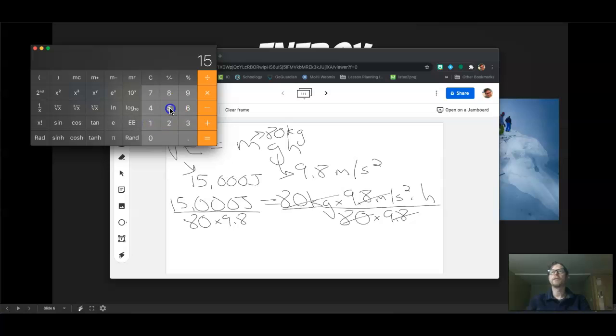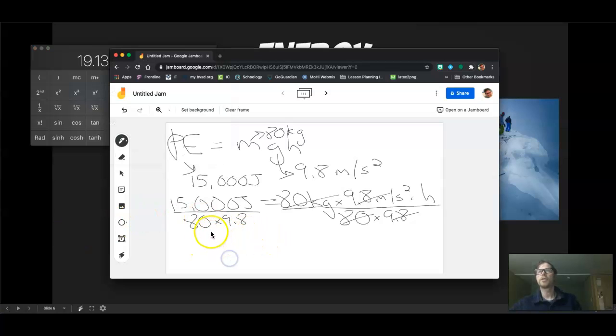So that's 15,000 divided by (80 times 9.8) is equal to... and here we're going to say h, up in my pen, h is equal to 19.1 meters, right, 19.1 meters.